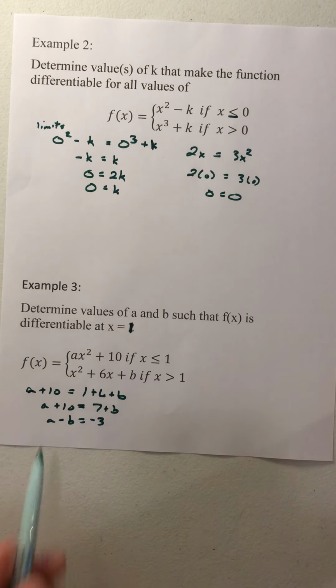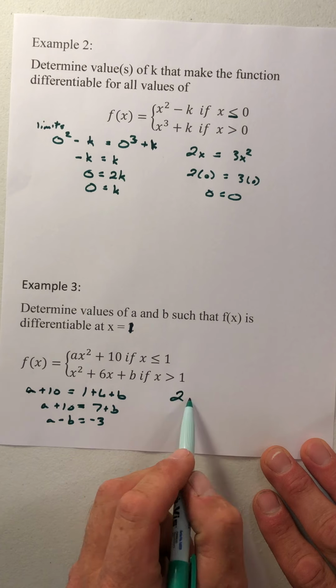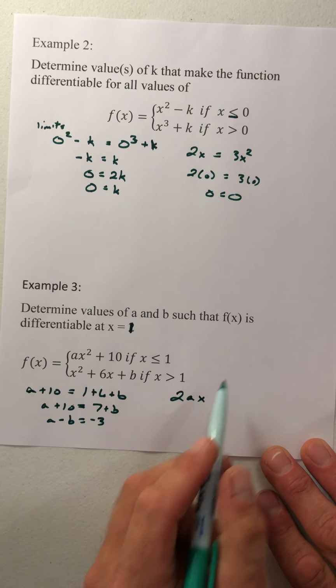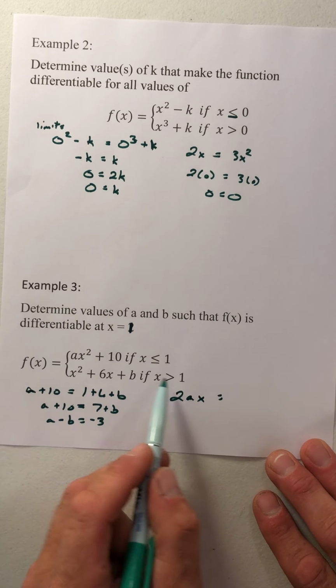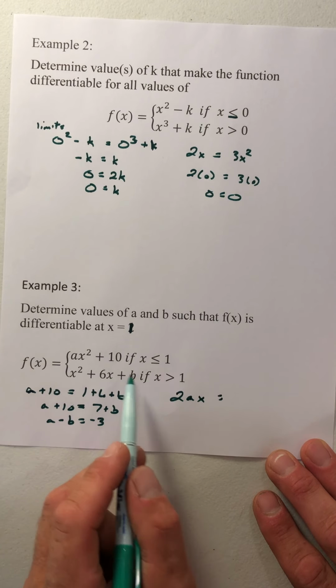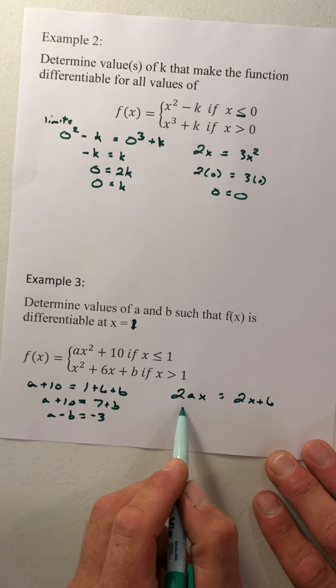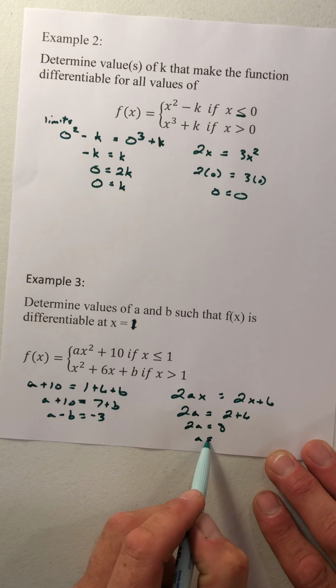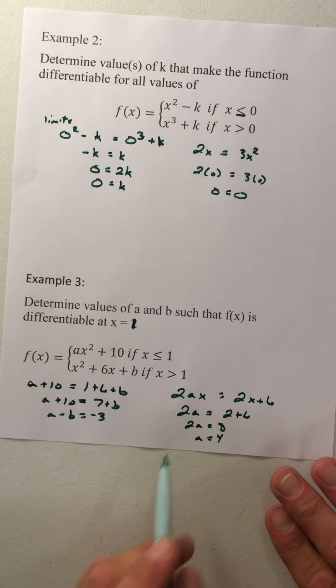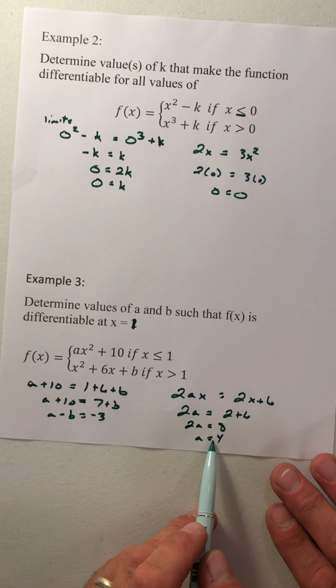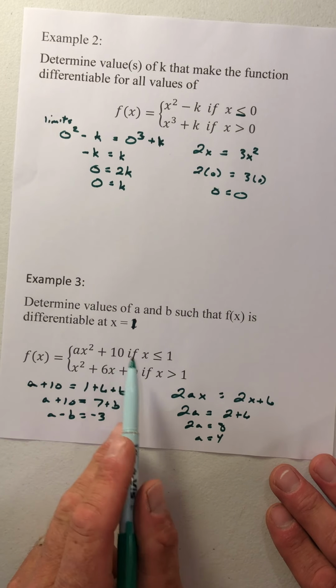But anyway, derivative. If I take the derivative of ax squared plus 10, I end up with 2ax. And we know that's going to equal the derivative of the bottom one, which is 2x plus 6. When I plug in my 1 value, I get 2a equals 2 plus 6. So 2a equals 8, or a equals 4. Since we know that a equals 4, that's when this is going to be differentiable.